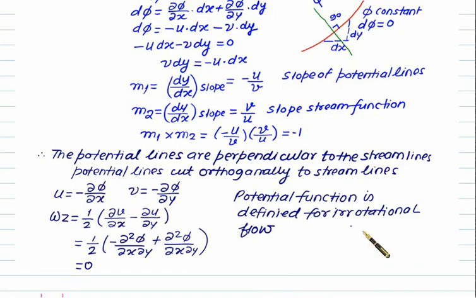Since here we have u equal to minus del phi by del x and v equal to minus del phi by del y, in that case if we write omega z, which is equal to 1 by 2 (del v by del x minus del u by del y), and if we substitute for del v by del x and del u by del y using these equations, what we get is minus del square phi by del x del y plus del square phi by del x del y. So this quantity is always equal to 0. It clearly indicates that whenever we have a velocity potential, the flow is always irrotational, that is guaranteed. But that is not true in the case of stream function. In the case of stream function, the flow can be rotational or irrotational.